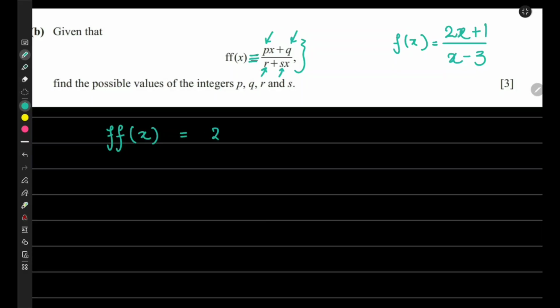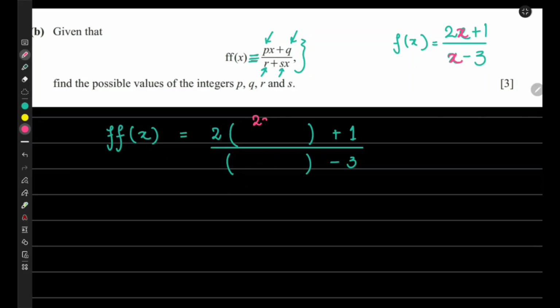Now substituting the values, 2x in place of x. I am leaving the space because it is f of x. So in every place of the variable I need to substitute again the function x minus 3. Now substituting back, in place of x you need to substitute f of x.